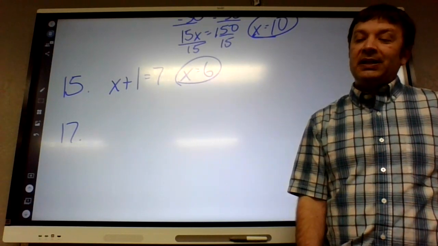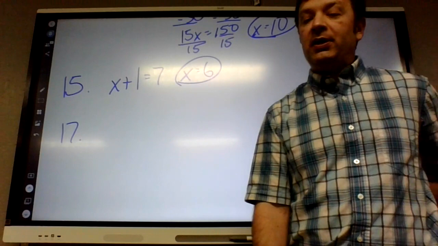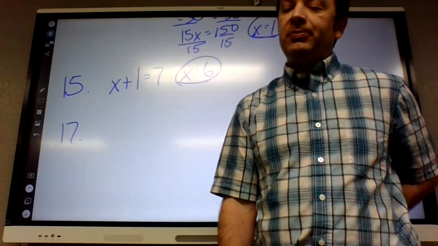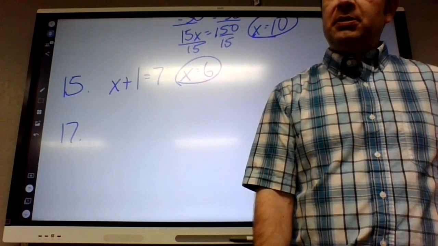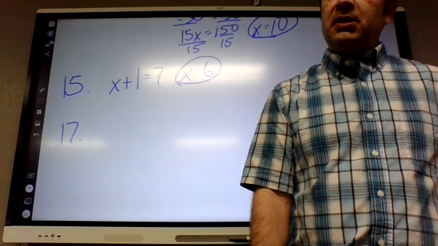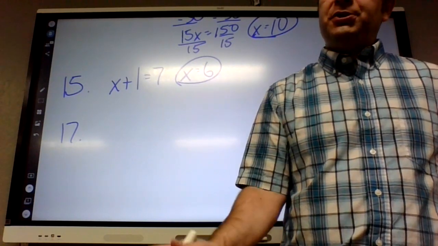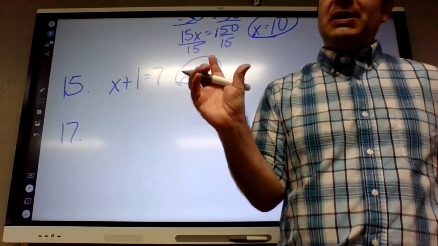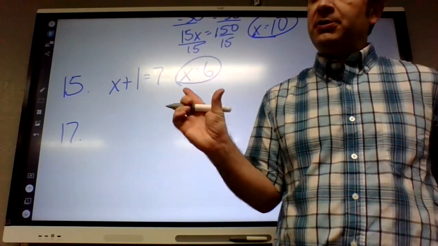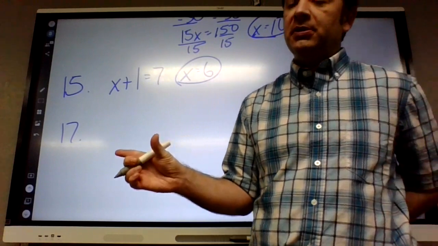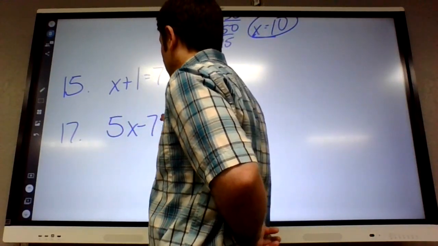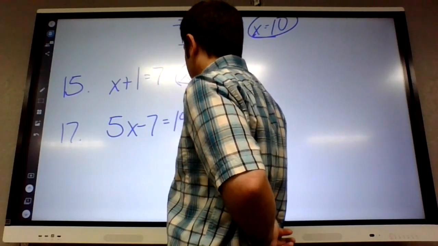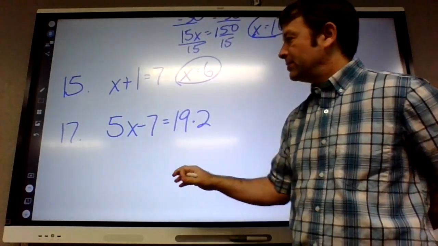Okay, since 19 only goes halfway, if you multiply it by 2, that should equal the full diagonal, right? Yes. So 5x minus 7 and 38 are equal. 19 times 2, 38.